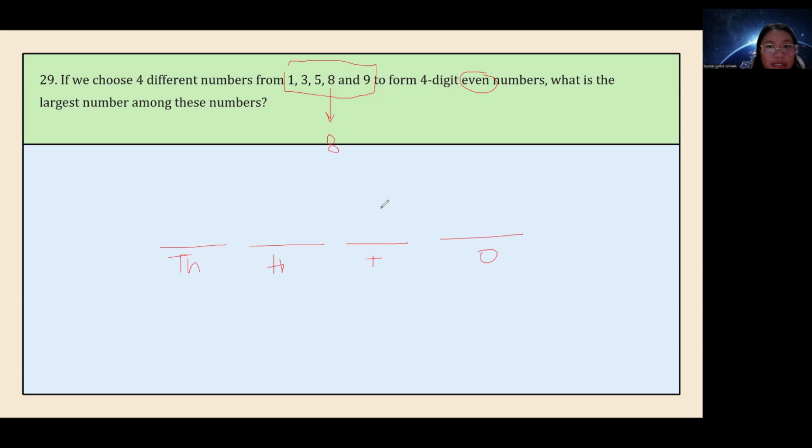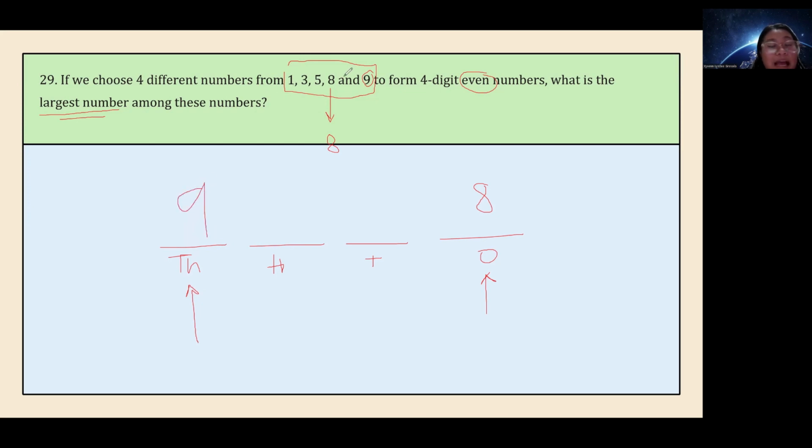So we have to make sure that 8 is put at the ones digit or the ones place. Okay, to make the number even, you need to also put an even number on the ones digit. So 8 can only be put here. Okay, so now let's go back to the question. Largest number. So of course, to get the largest number, we need to prioritize putting the largest digit, which is 9, on the highest place value, which is the thousands place.